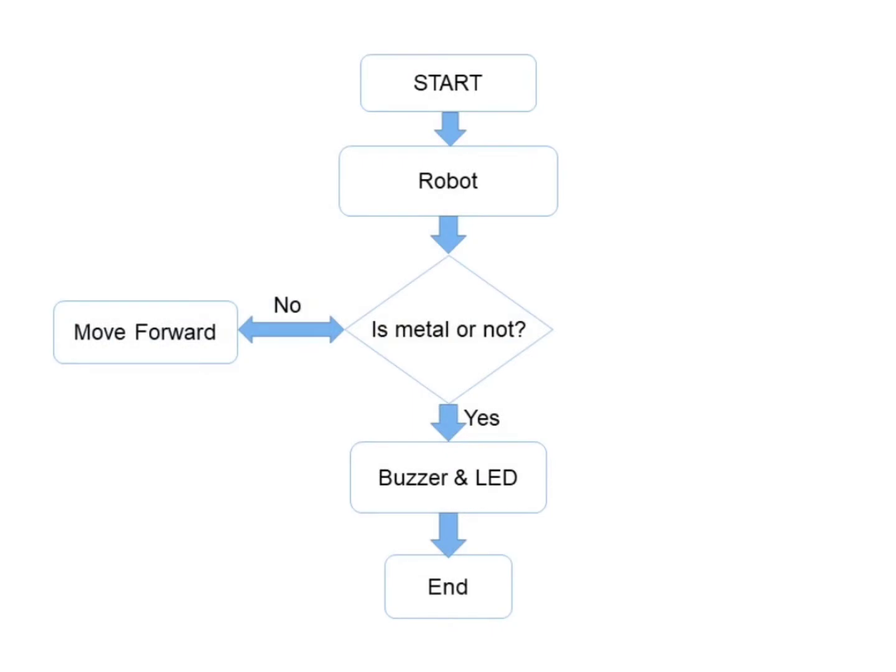Next is about the flowchart. At the very first, the robot will check for a body. It will check whether the body present near it is metal or not. If it is not metal, then it will move forward and check for the other body. And if it finds any metal body present near it, then buzzer and LED will be on simultaneously.